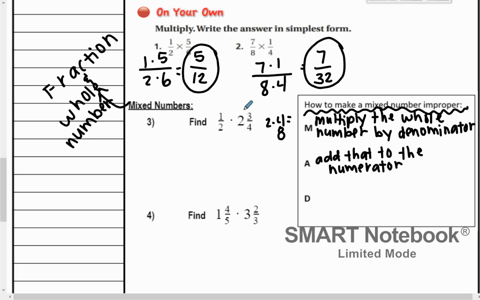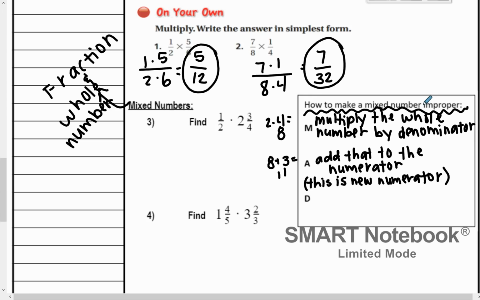So for example, in this 2 and 3/4, I did 2 times 4, which is 8, and I'm going to add 8 to that numerator, which is 3. So this is going to be 8 plus 3, that is equal to 11. This is the new numerator. What I mean by that is that this is going to be the numerator in your improper fraction.